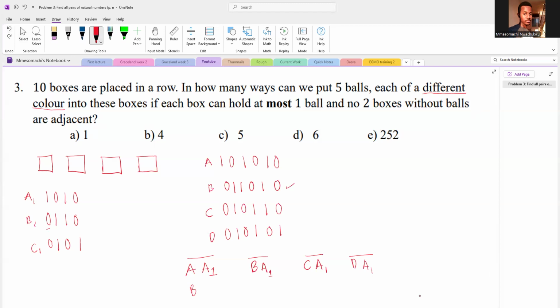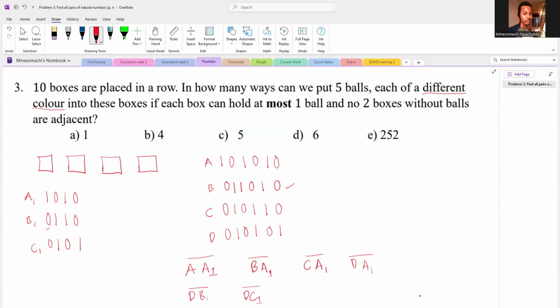So we can have BB1. And similarly, we can't have BC1. We can't have CB1 because C ends with a 0 and B1 starts with a 0, so we'll have 2 consecutive zeros. Similarly, we can't have CC1. So that leaves us with D. Let's look at D. We can have DB1 and DC1, because D ends with a 1.